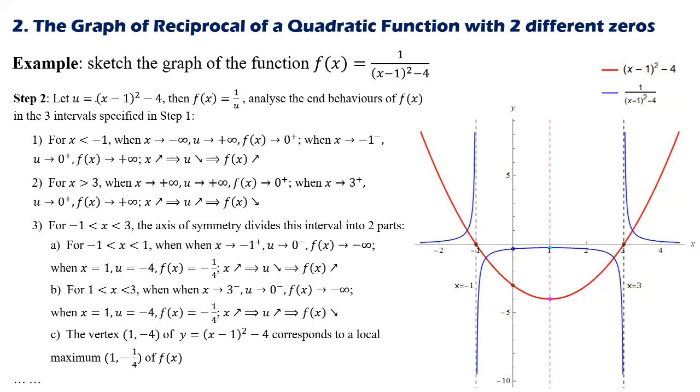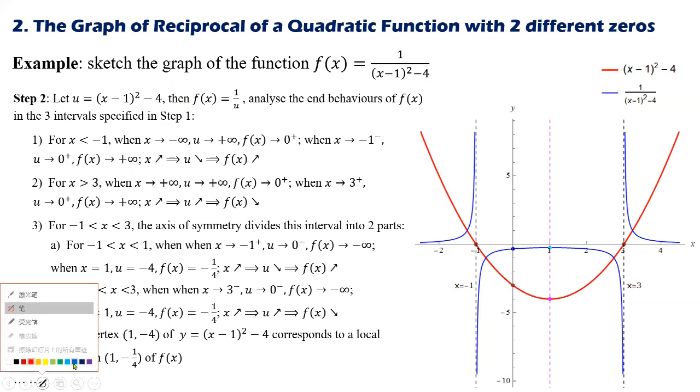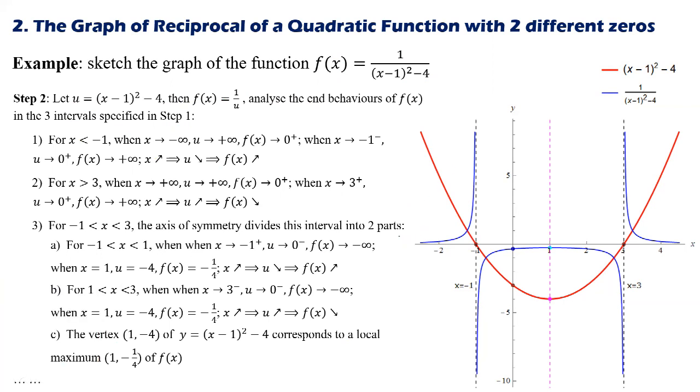Okay, step 2. Let u represent the quadratic function in the denominator. Then we know that f(x) can be rewritten as 1 over u. And then we analyze the end behaviors of f(x) in the 3 intervals specified in step 1. So first of all, let's have a look at the interval from negative infinity to the first zero, which is x equals minus 1. That means this part here. In this part, x approaches negative infinity.